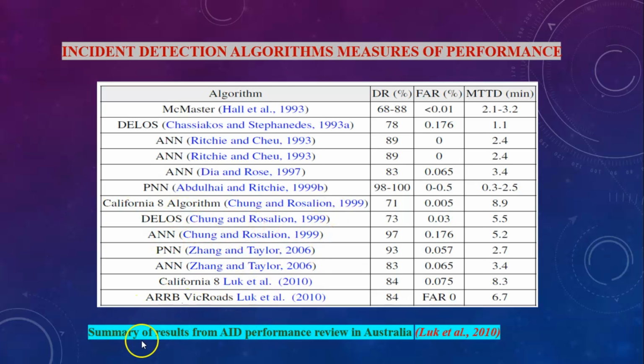And from here, we can see a summary of the results from the AID performance review in Australia, which was written by Luk et al. So, research done by Luk et al. in 2010.